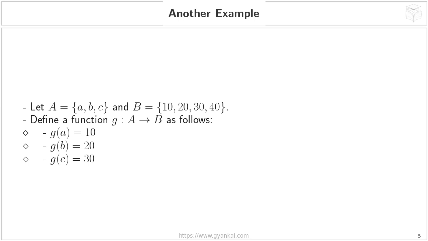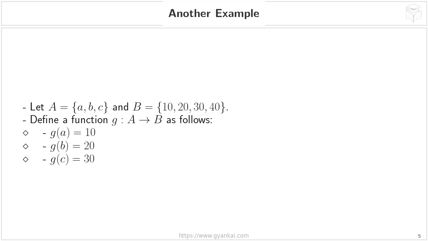Let's look at what these sets actually are. Set A contains the elements a, b, and c. So, A is equal to the set containing a, b, and c, and set B contains the numbers 10, 20, 30, and 40. So, B is equal to the set containing 10, 20, 30, and 40.